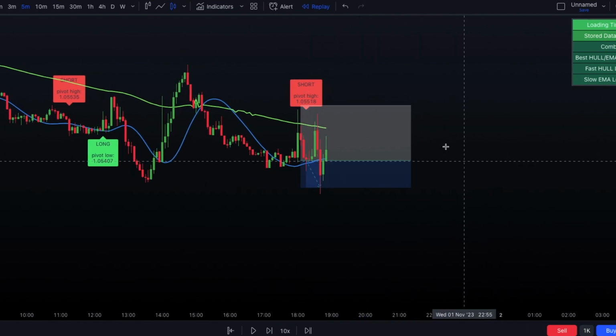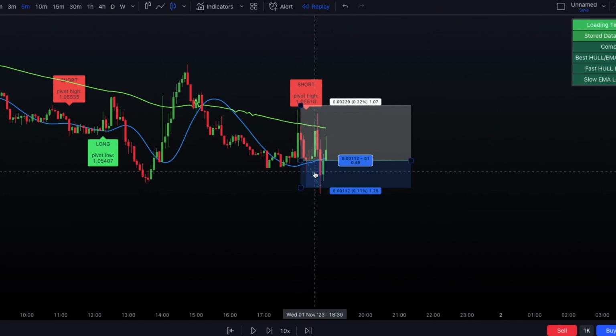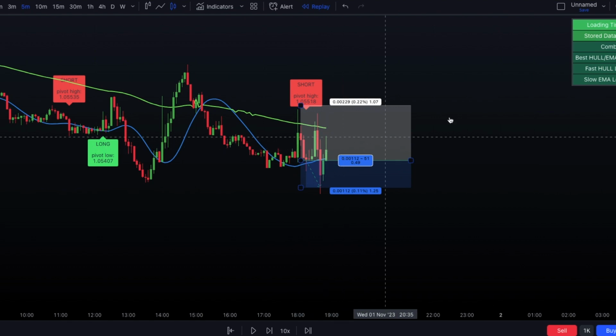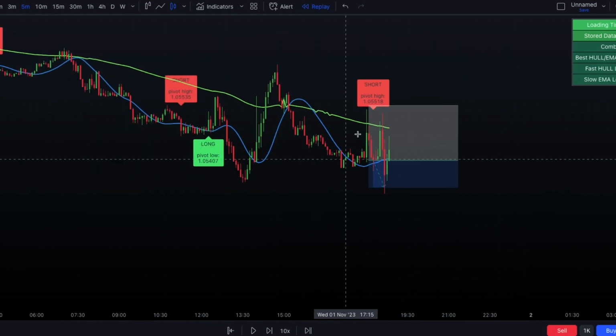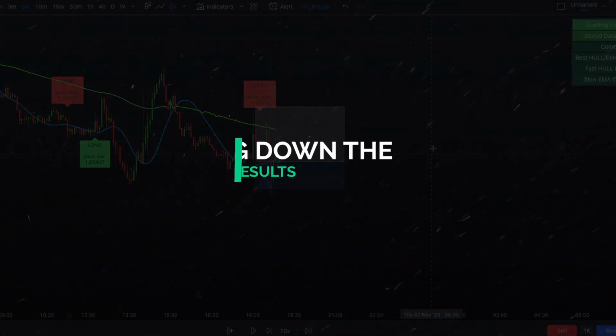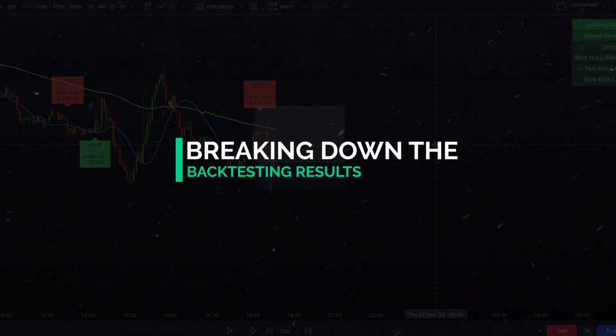Okay, so in this scenario, we're going to take a small loss. As you can see, price closed back above the Hull MA, and now we're going to close out for a small loss. So the strategy seems simple enough. I'm going to backtest this 100 times and come back to you with the results.